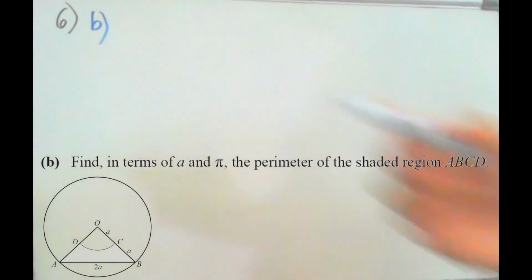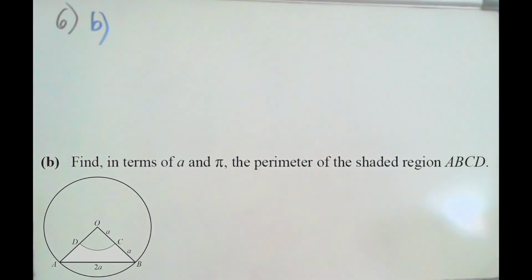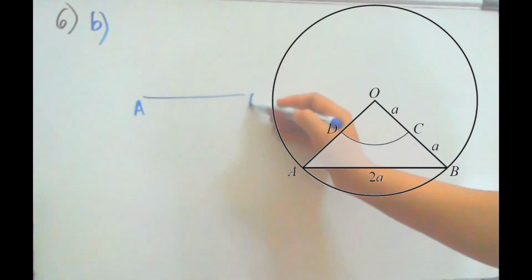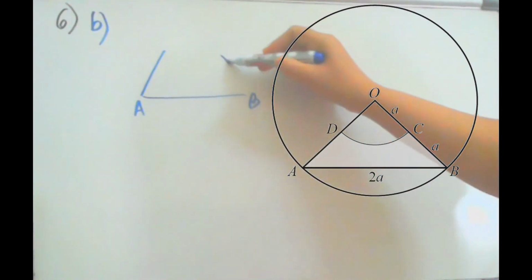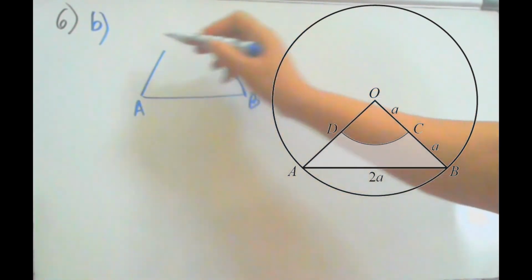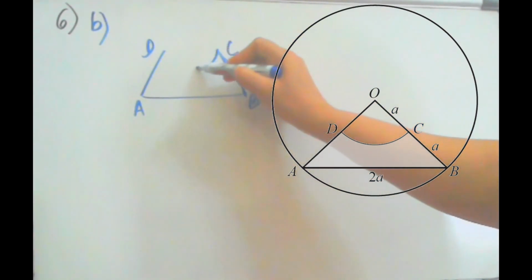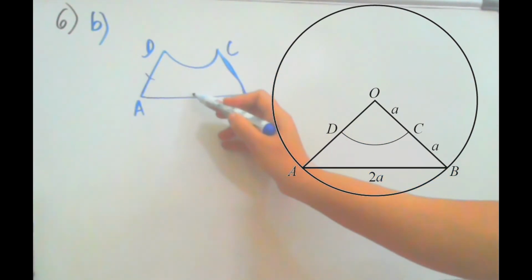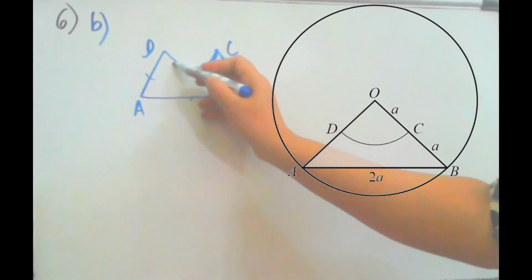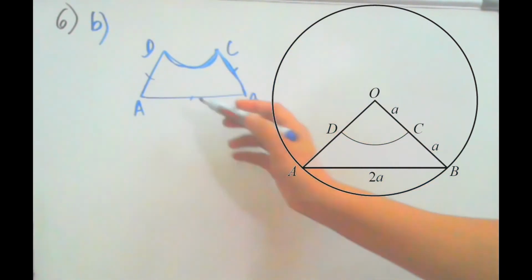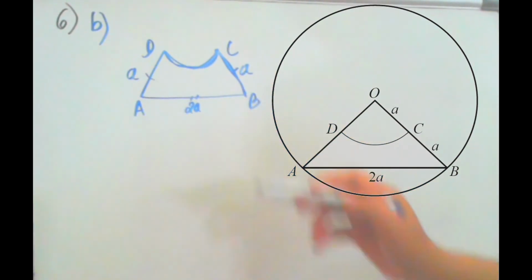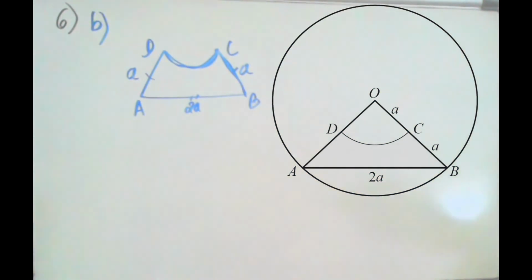Question B. Find in terms of a and pi the perimeter of the shaded region ABCD. Okay, so this is ABCD. This is D, C, this. So we have to find the perimeter, that is the length of this plus this one and the arc length here. So we know all the three lengths. This is a, and this is 2a. But arc length is not known, so we will find that first.